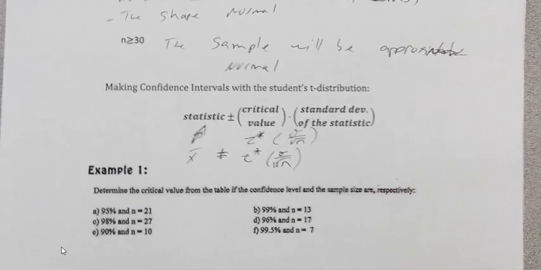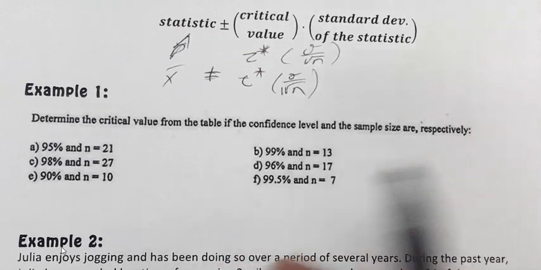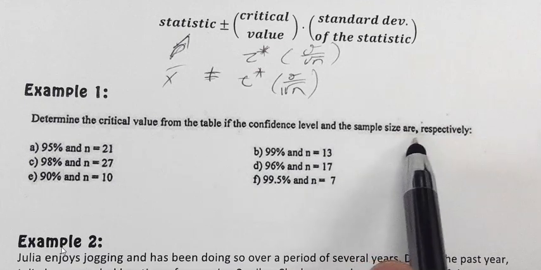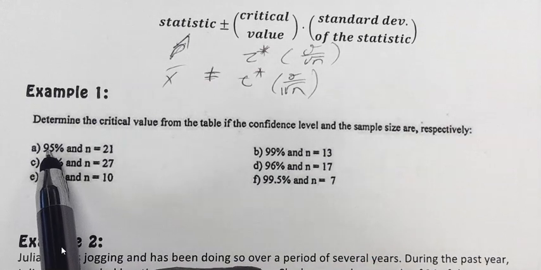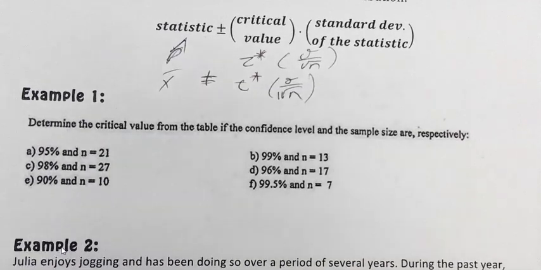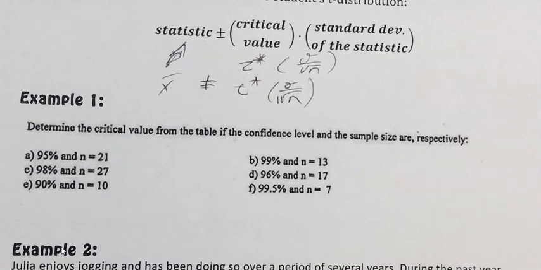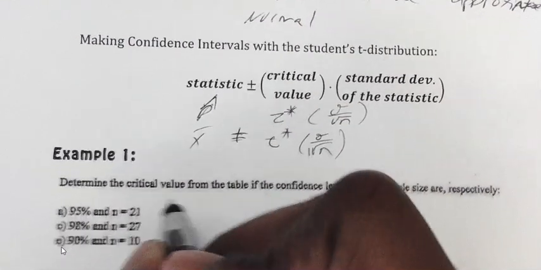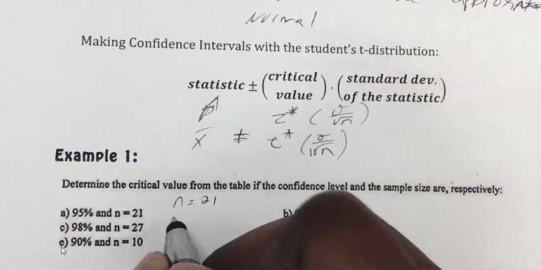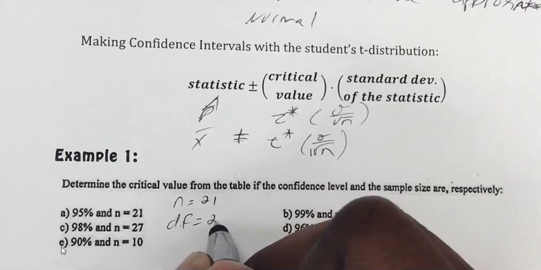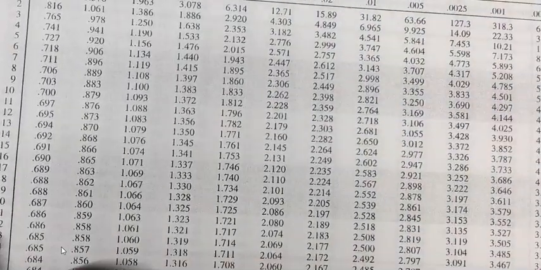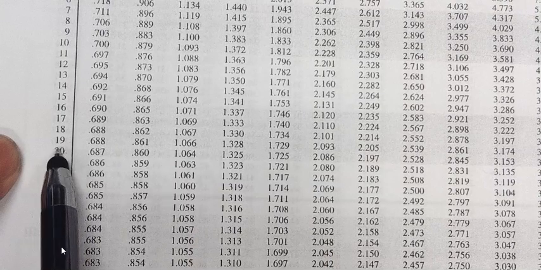Let me zoom in a bit. This says, determine the critical value from the table if the confidence level and the sample size are, respectively, a confidence level of 95% and an n value of 21. On your test, you're going to have this table. N is 21, so our degrees of freedom should be 21 minus 1, which is 20. So we'll go to our table and find the row with 20.